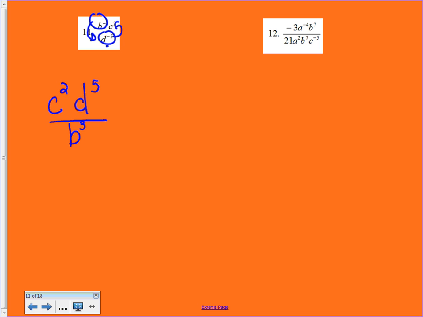Okay? I can't combine any more like bases. I can't simplify anymore. So I'm going to stop there. There's nothing more I can do to simplify that. So let's take a look at this one. This looks like a whole crazy mumbo jumbo of stuff, but you know what?